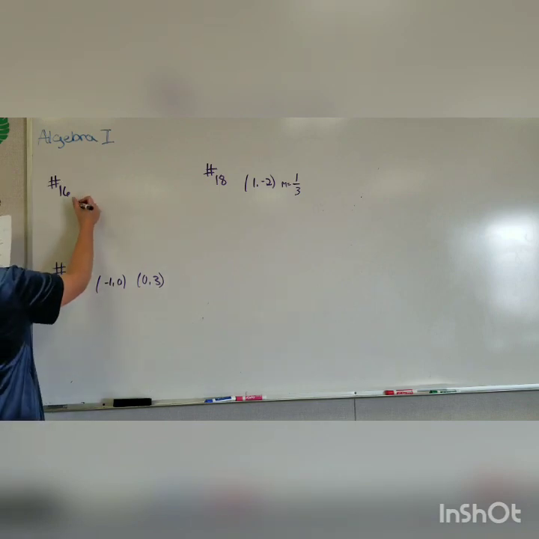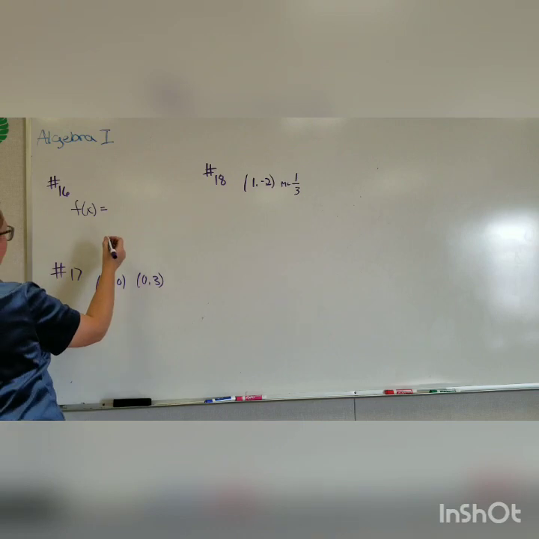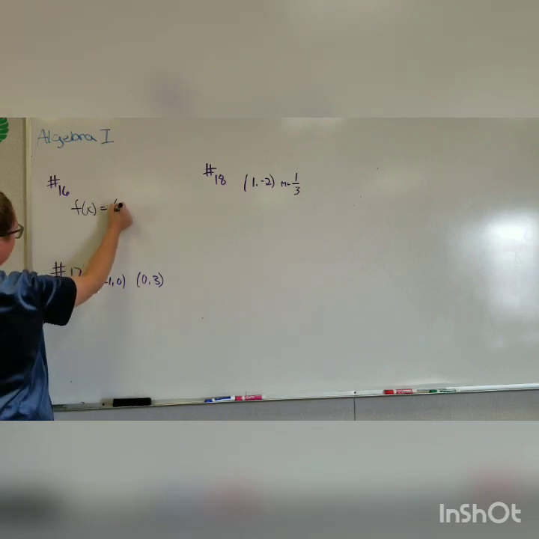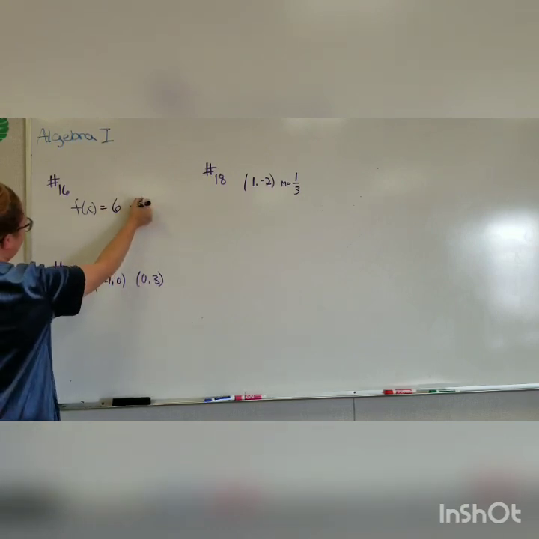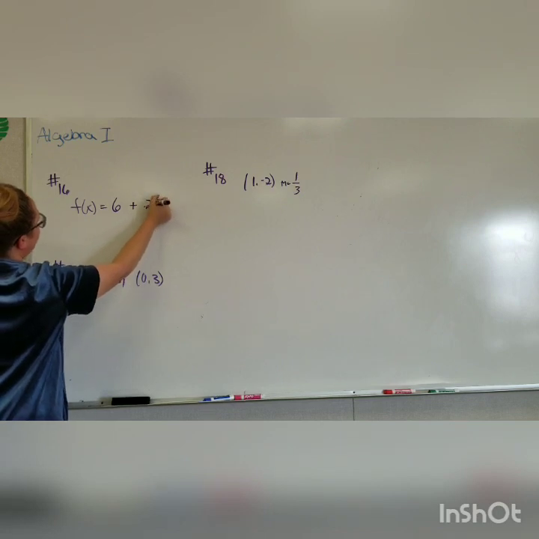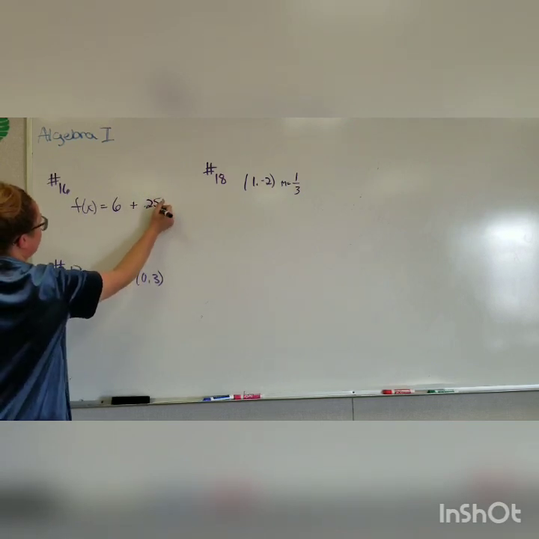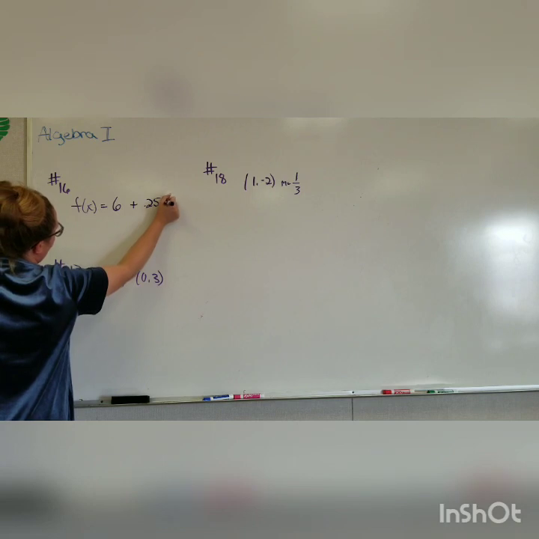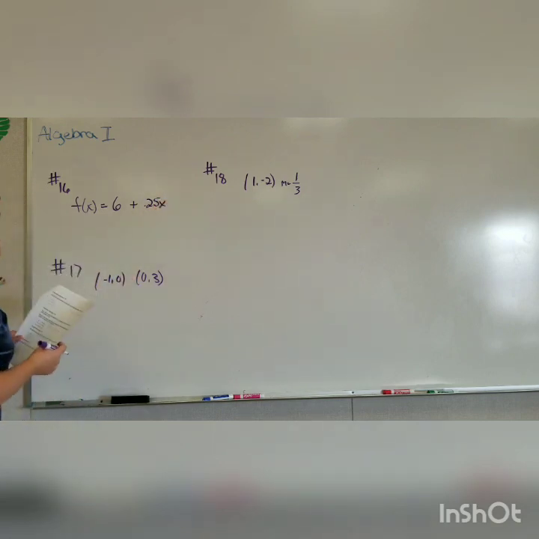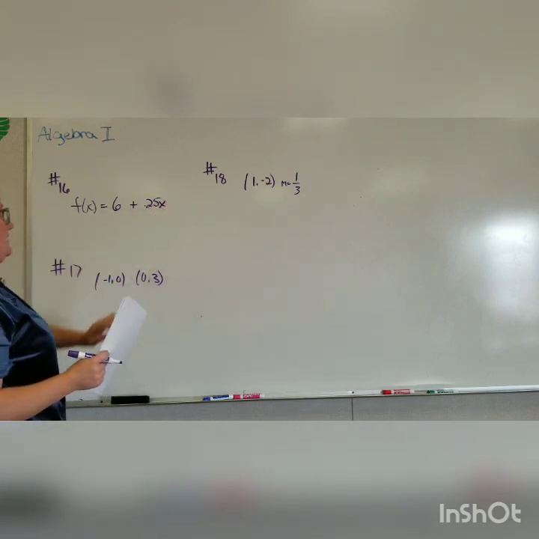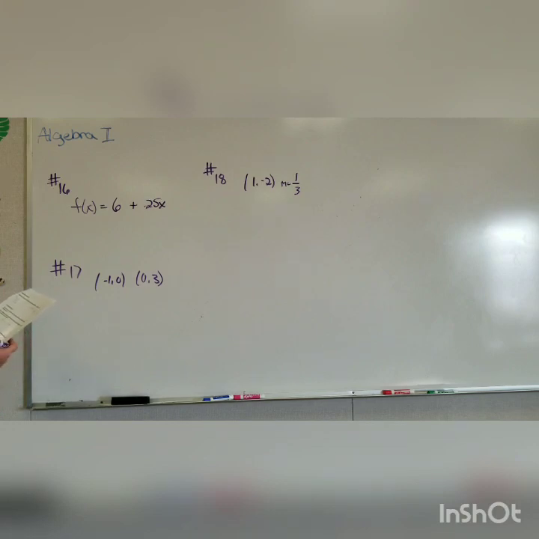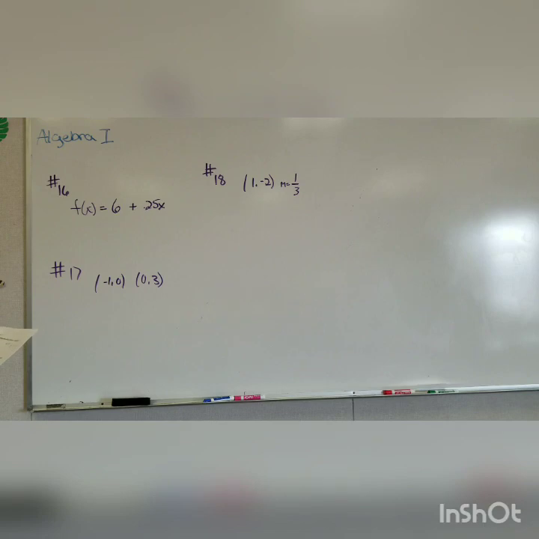So it's a function. If it's 2 pounds, it's going to be $6 plus 25 cents for every additional ounce. So we've got to multiply 25 cents by how many ounces they have. That will represent the function for this problem.